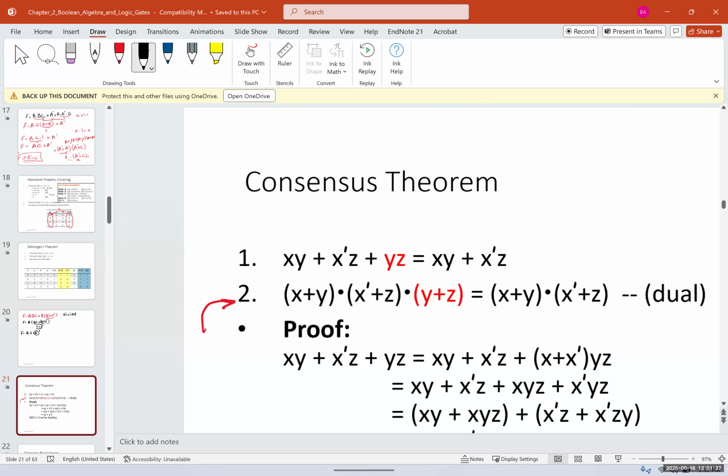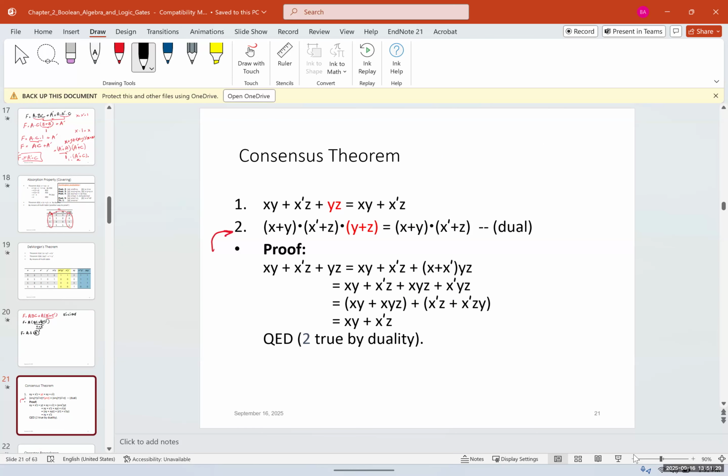The next theorem that we have is called the consensus theorem. The first one is xy plus x prime z plus yz is going to be equal to xy plus x prime z. The second one is (x plus y) and (x prime plus z) and (y plus z) gives us (x plus y) and (x prime plus z), using the duality rule.